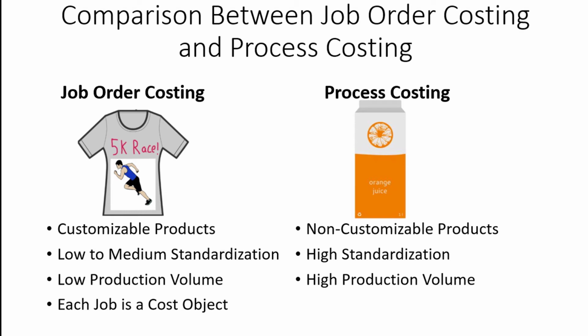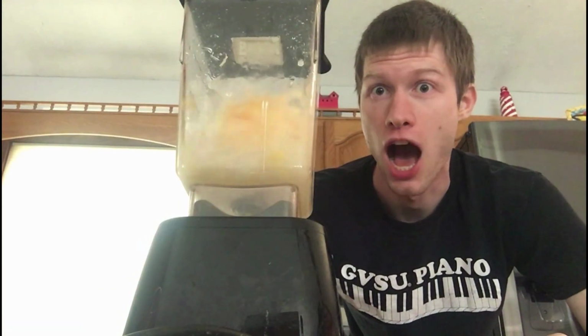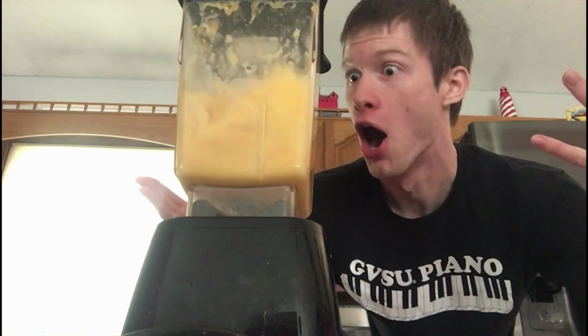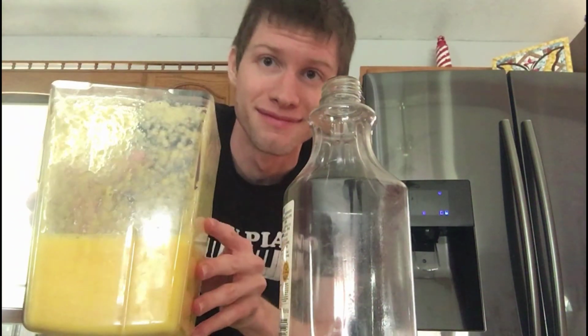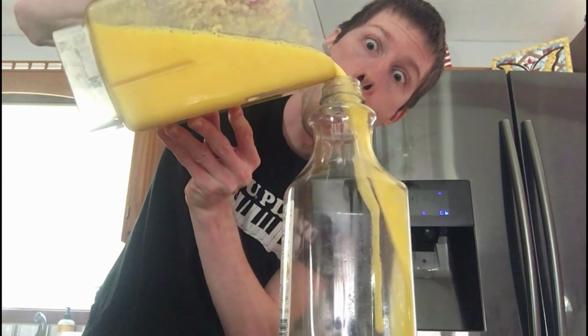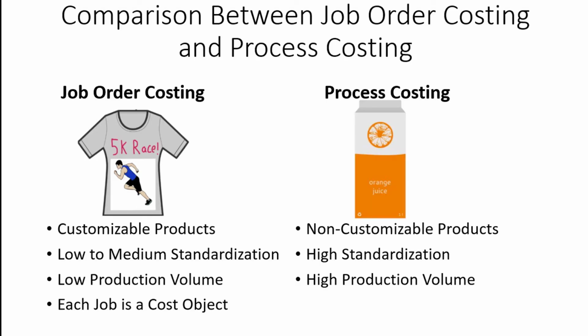Take the example of orange juice cartons. There might be two departments required to produce a carton of orange juice. First, there would be the juice extraction process. Then there is the packaging process. So for process costing, the cost object is not a job, it's a process, such as the juice extraction or packaging processes. We calculate the cost associated with each department for process costing.